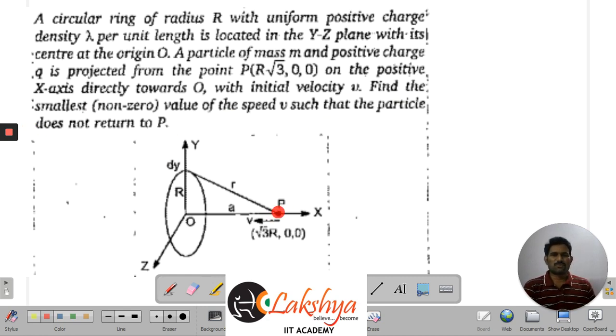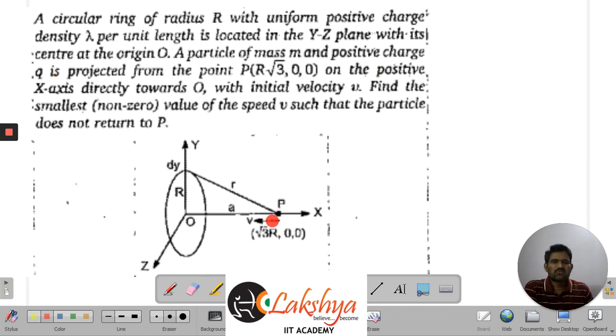So here we are projecting the particle from here, and it should not return to this point here. That means it should go away from this. And the important thing here is that this ring is carrying a positive charge density, and we are projecting a positive charged particle, a positive charge small q.